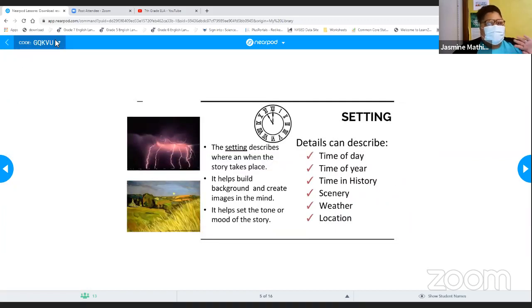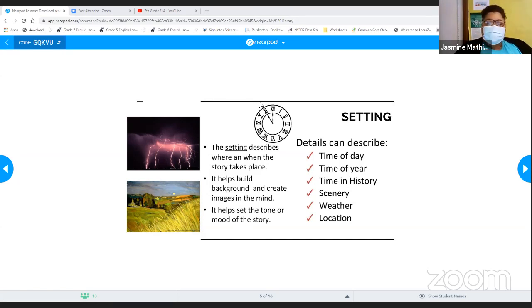First things first, setting. What is it, Hermione? When we're talking about the setting, what is it? Yeah, absolutely. So our setting describes where a story takes place, right? But when we look at setting, we're not just talking location. We're talking about the time frame. We're talking about the place, and it does help us build background knowledge.